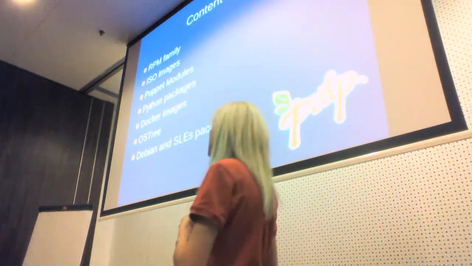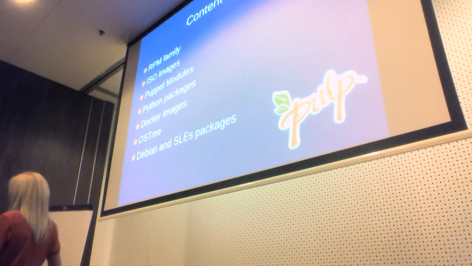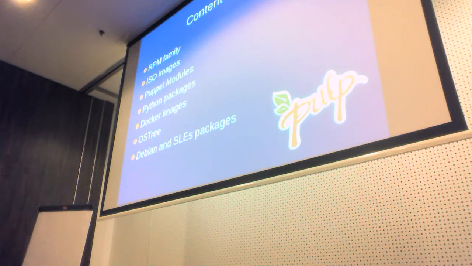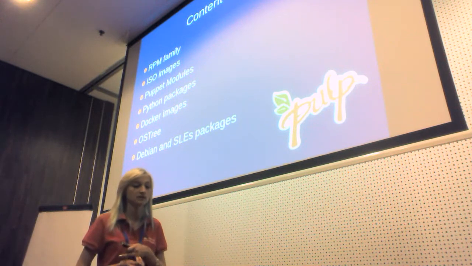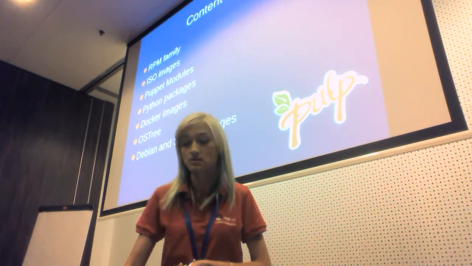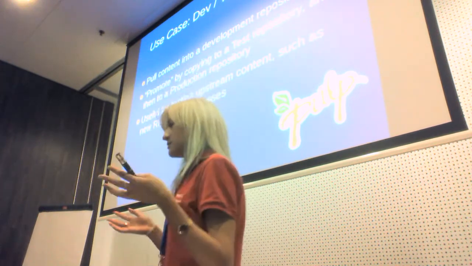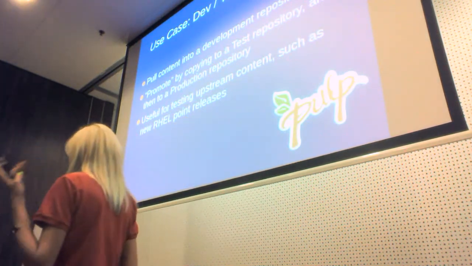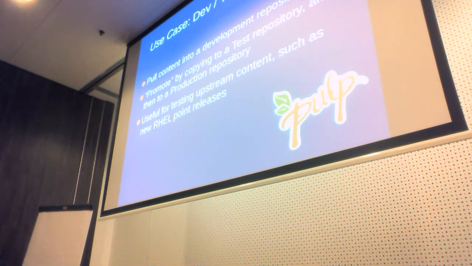So these are the current content types that we manage. We have the RPM family, the ISOs, and the Docker images. We also have the fancy stream. We also do support for Debian and Slash packages. So with all this information that we have right now, what Pulp can do and what kind of content we can manage, what are the use cases for Pulp where it can be applied?